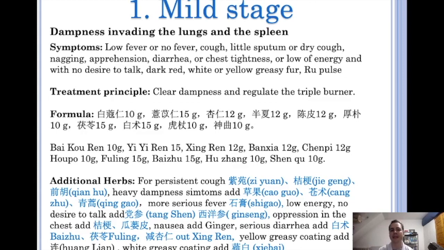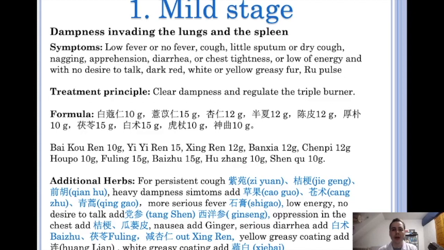So in this case, we have low fever, sometimes no fever. In the mild stage, cough, little sputum. Dry cough, nagging. I don't know why I wrote nagging there. I mean, it's just a translation. Sorry. So we are going to feel some oppression in the chest. Diarrhea, okay, this is a really common symptom.